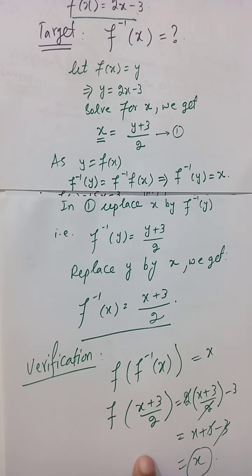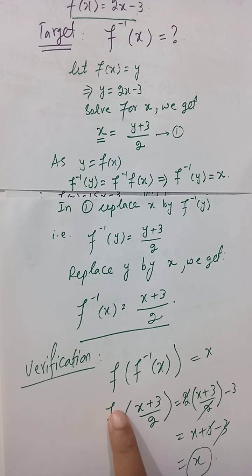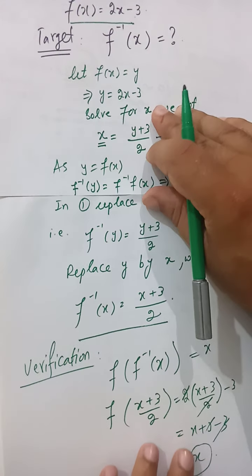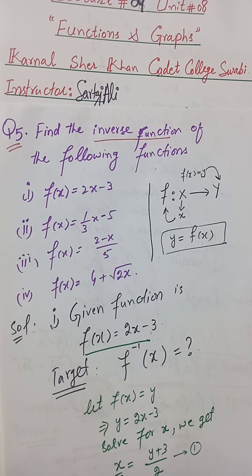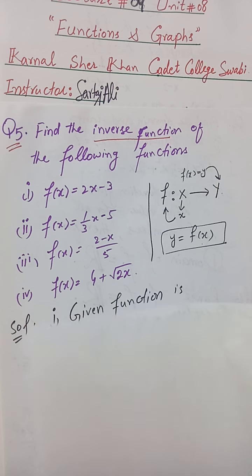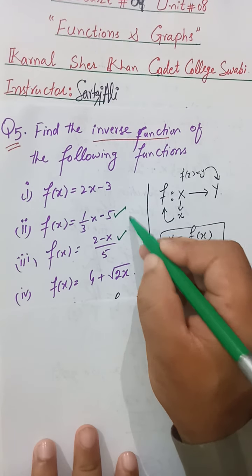So this is identity. You can verify that this is the inverse of the given function, and this is the procedure to find the inverse. So this is part number 1 of question number 5. Similarly, you can calculate the remaining. Part number 2 and part number 3 are the assignment for you people.